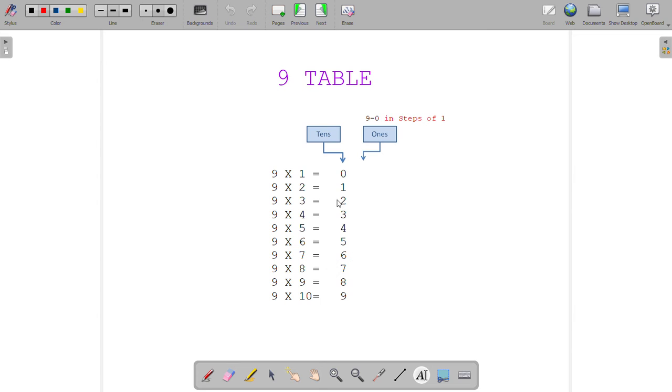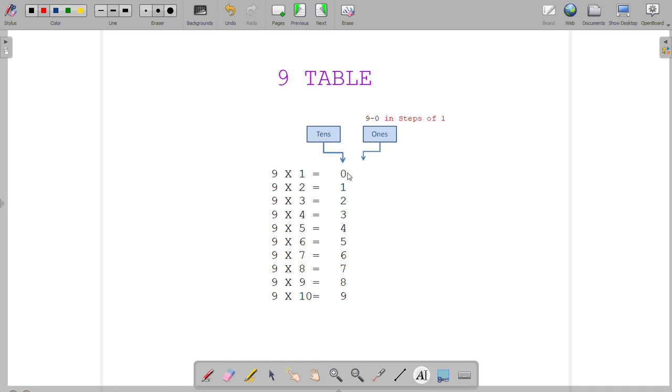So here to write the ones place, we will start with 9 and then we'll write down till 0. With this, we are done with writing the table.